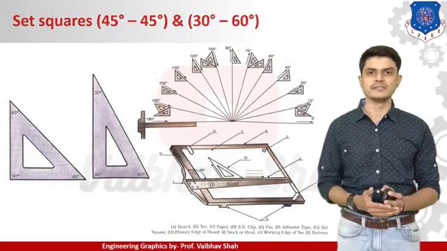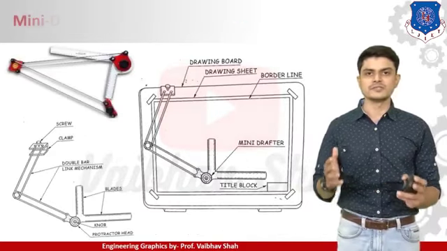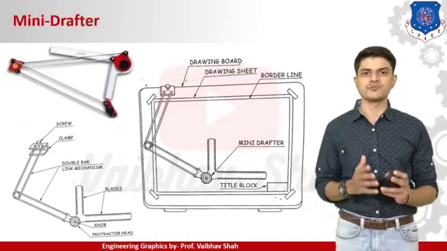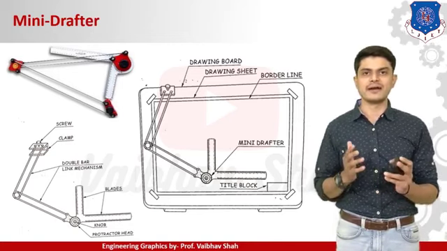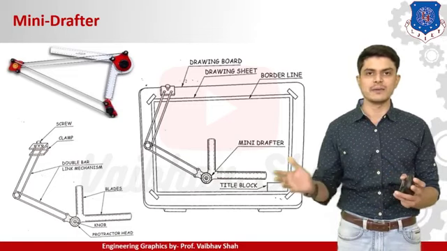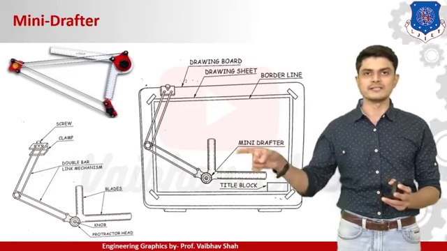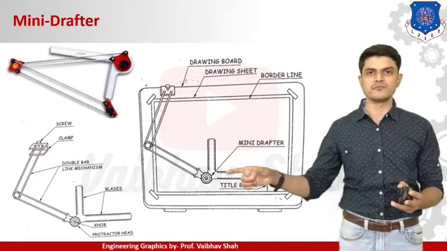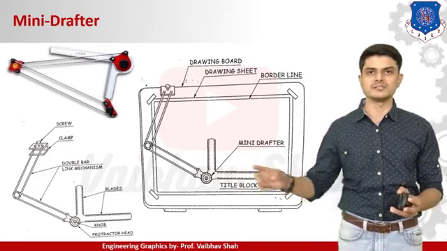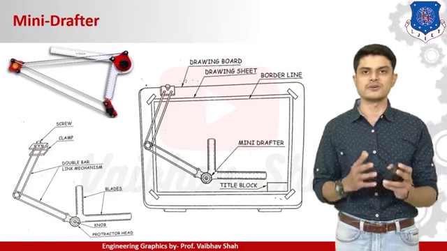Let us move ahead and see our next instrument. This is a very important instrument from an engineering point of view. This is known as a mini drafter. Practically, you can draw a line at any particular angle with the help of this drafter. There is one L-shaped scale available. It is your first scale, the primary scale. This is your secondary scale. So you have a total of 2 scales available in your drafter.